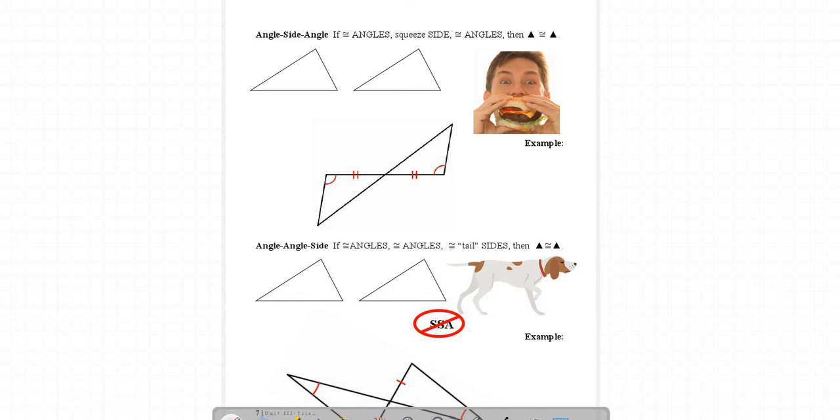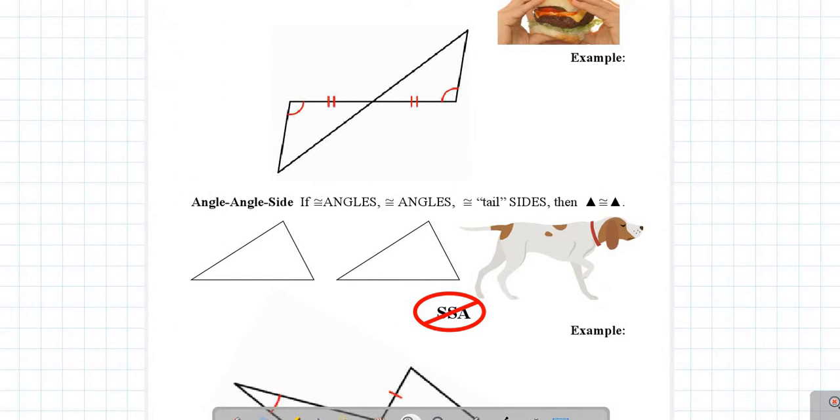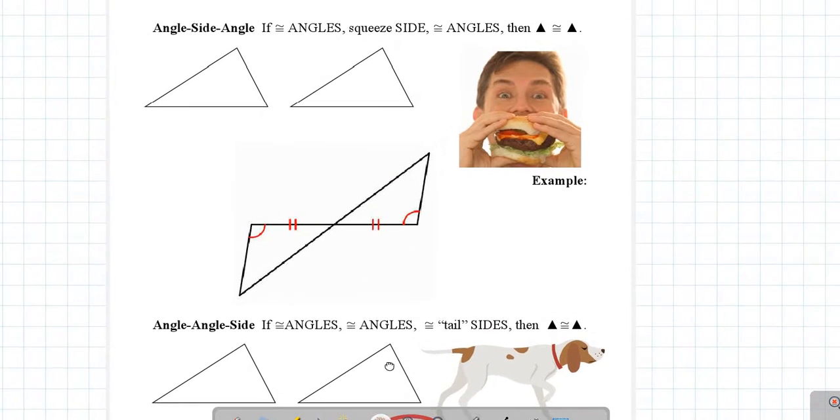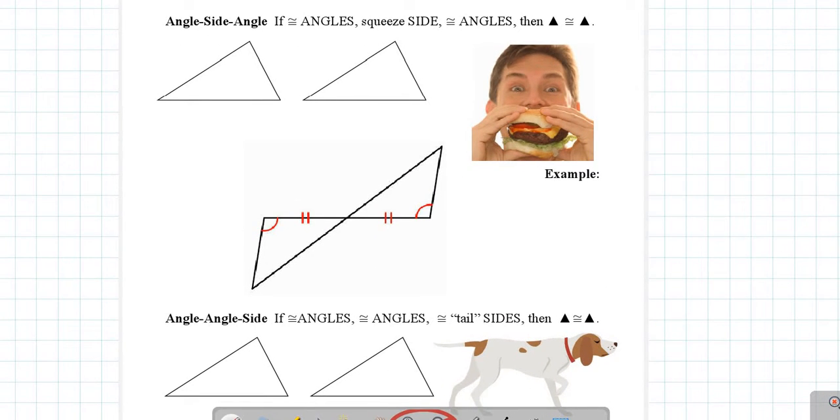Now the next two shortcuts are easily mixed up, so I have a little memory technique I use. This one is called angle, side, angle.